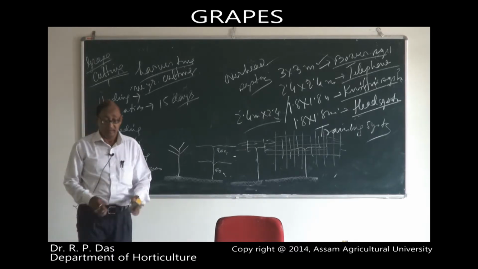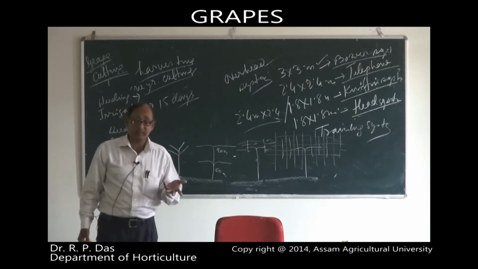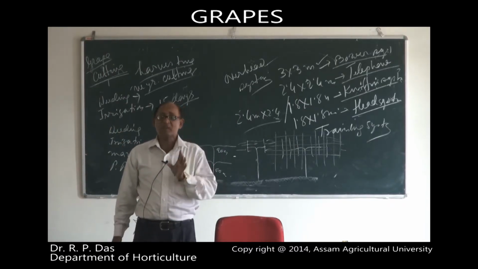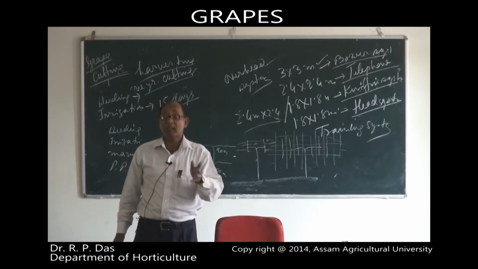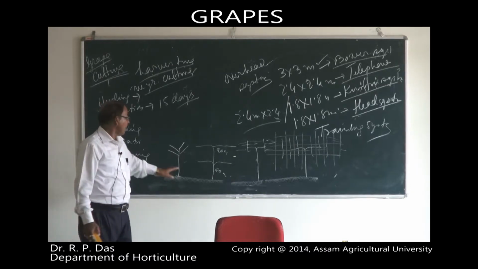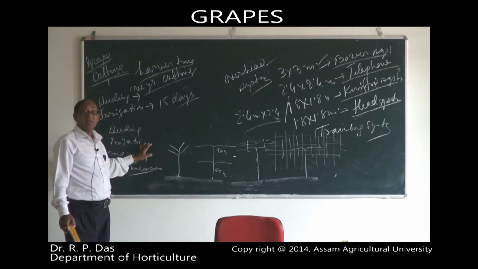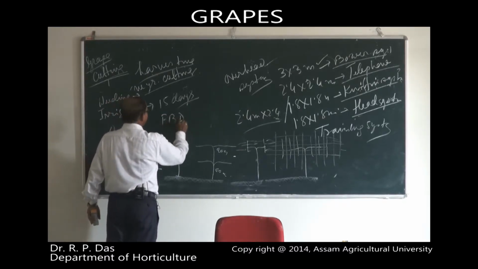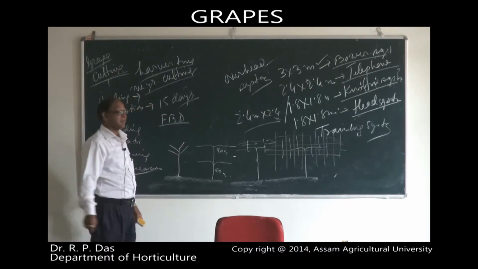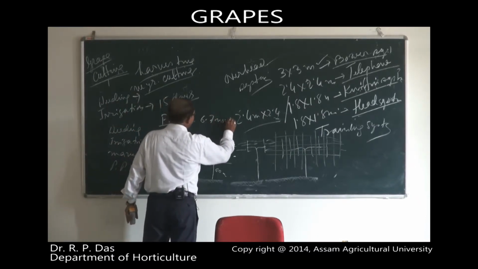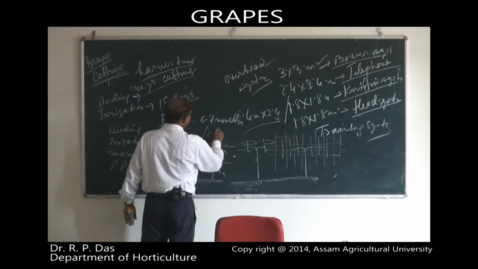Why is it essential? In case of mango, guava, lychee, after harvesting, we are least concerned about the growth. Only at the autumn season do we perform the other operations. But here you see, in case of grapes, the flower bud differentiation takes place 6 to 7 months before its opening.